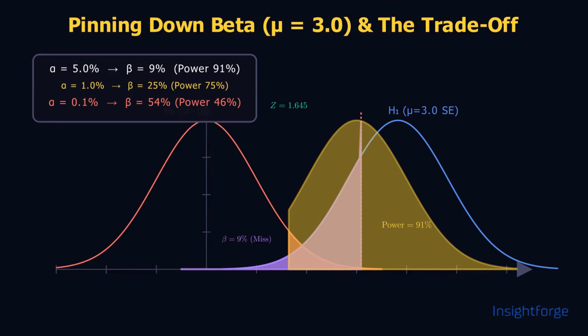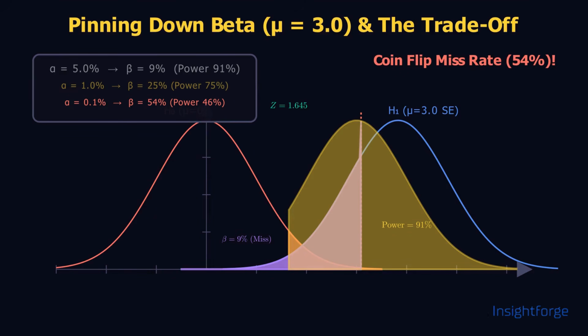If we look at the numbers, the lopsidedness is brutal. At an alpha of 5%, we miss a real 3 standard error effect about 9% of the time. If we tighten our alpha to 1%, which sounds like sensible caution, we save 4 points of false alarms, but we pay for it with 16 points of missed detections, because our miss rate jumps to 25%. If we tighten our threshold to 1 in 1,000, we will miss a real effect 54% of the time. Extreme caution makes our test worse than a coin flip at noticing the very thing we built it to find.